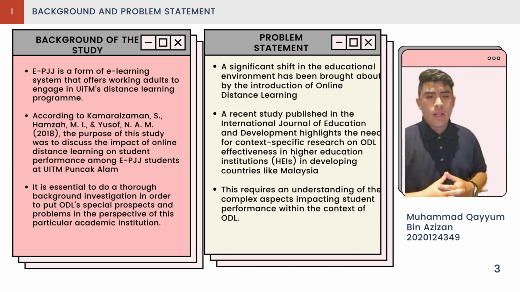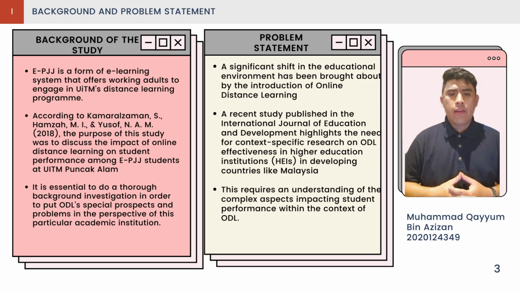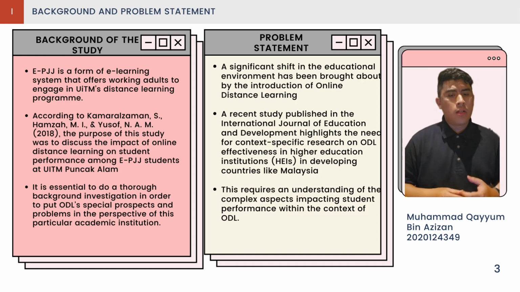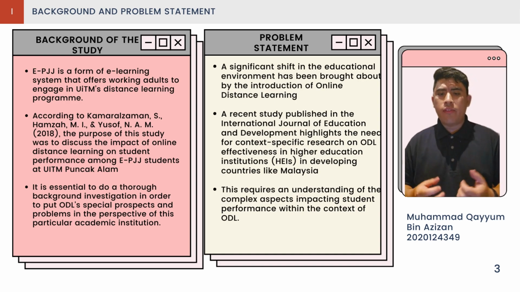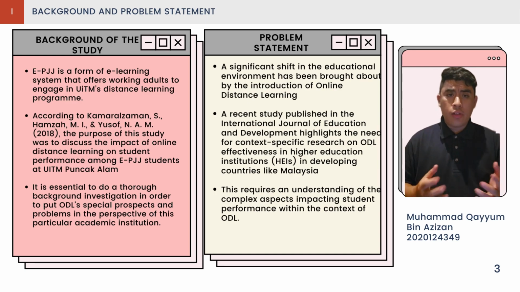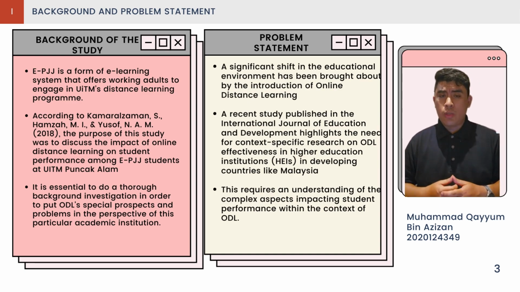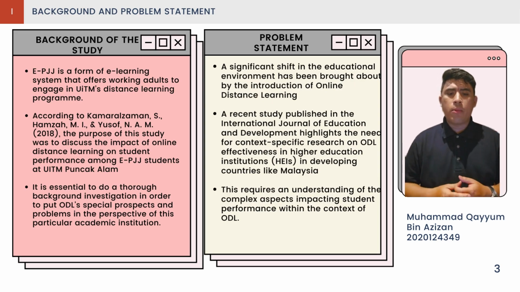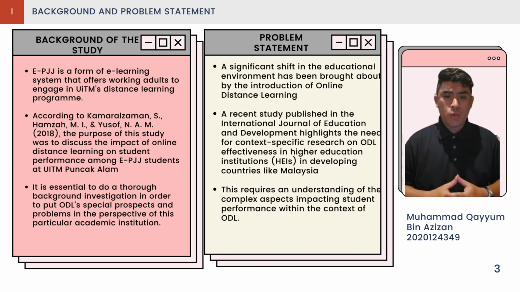Background of the study. ODL is a form of learning that offers working adults the chance to engage in the UiTM distance learning program. The system provides students access to the course material and lectures, as well as interaction between students and lecturers. According to Kamal Zaman, the purpose of this study was to discuss the impact of online distance learning on student performance among EPJJ students in UiTM Puncak Alam.